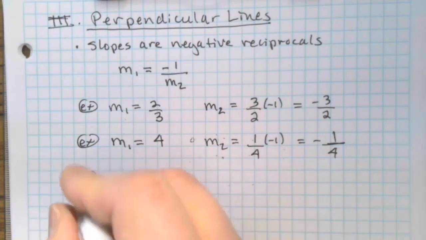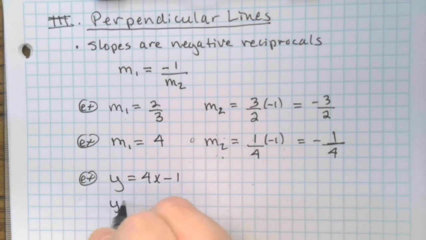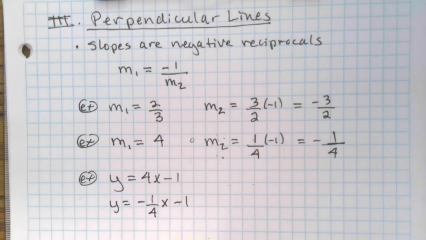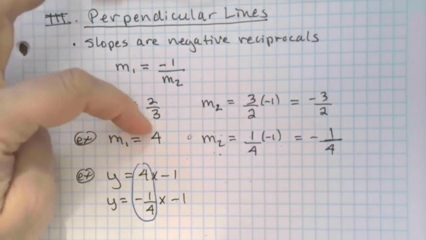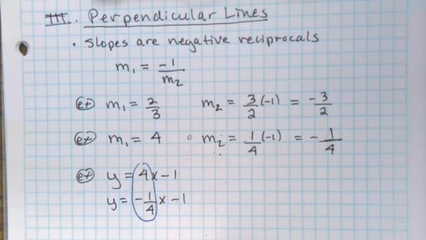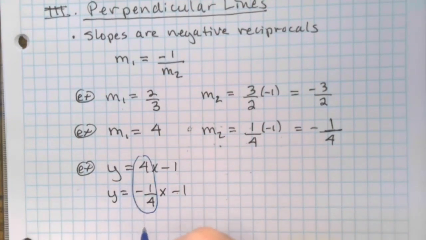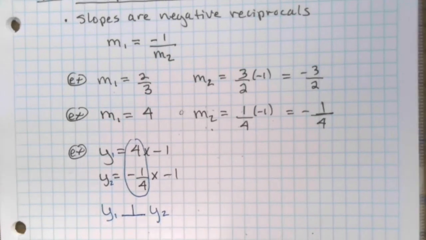Okay, so let me give you a pair of lines. Y equals 4x minus 1, y equals negative 1/4 x minus 1. So these are their slopes, and you can tell that if one is 4, when you flip it and multiply by -1, the other one has to be -1/4. The sign for perpendicular, this is y1 and y2, is an upside down capital T. That says line y sub 1 is perpendicular to line y sub 2.